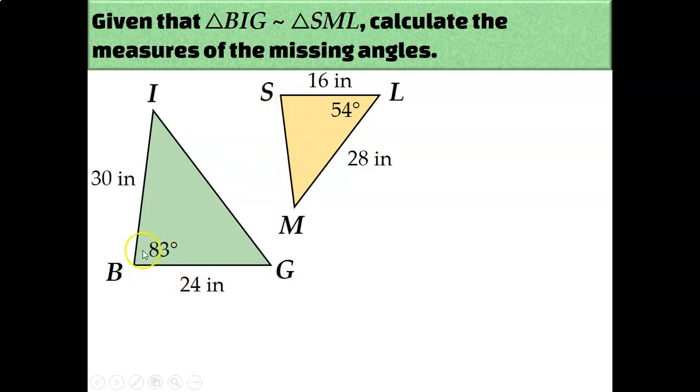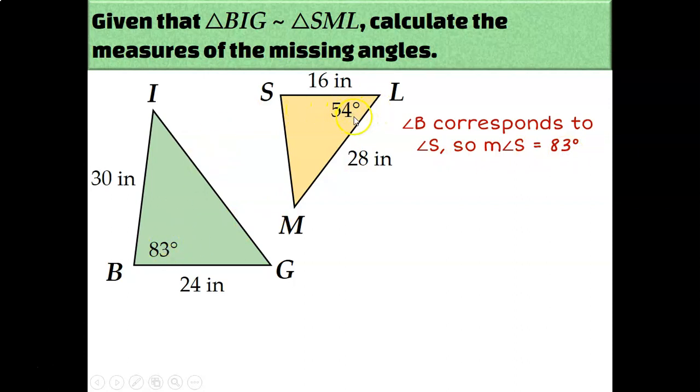I see that angle B is 83 degrees. B is the first letter in the first triangle's name. S is the first letter in the second triangle's name, so that means that those two angles correspond, and since they're similar triangles, they must be congruent angles. So angle S would have to be 83 degrees as well, because angle B was 83 degrees.